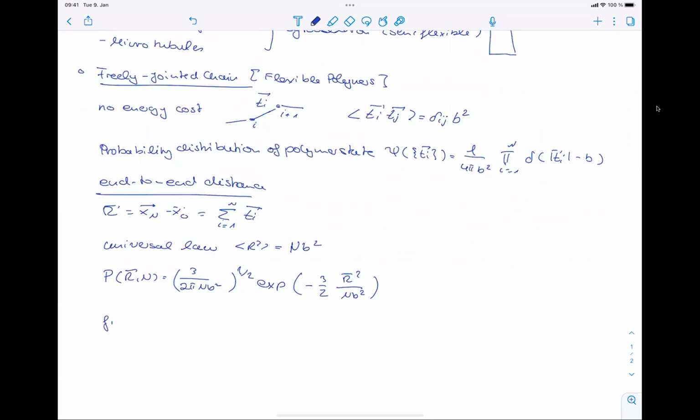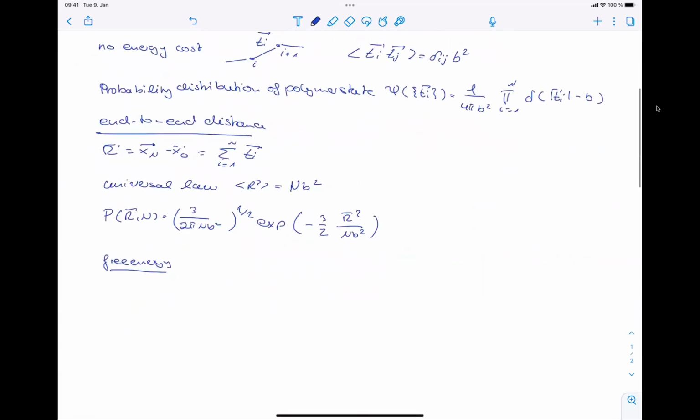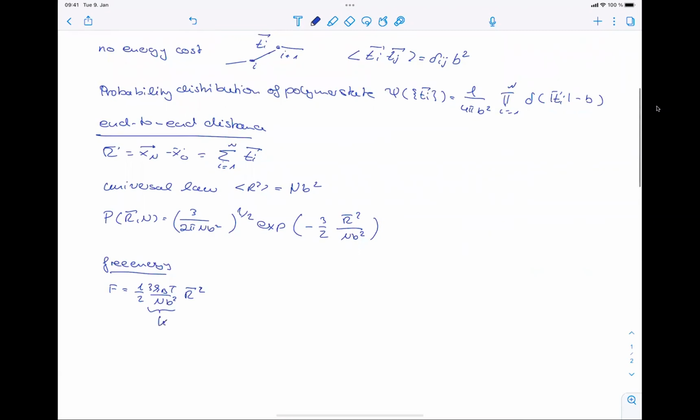Then we calculated the free energy of the polymer and found it to be 3 kBT over Nb² times R², and realized that this is exactly the form of a Hookean spring, where we now identify a spring constant k, which is entirely entropic in nature.